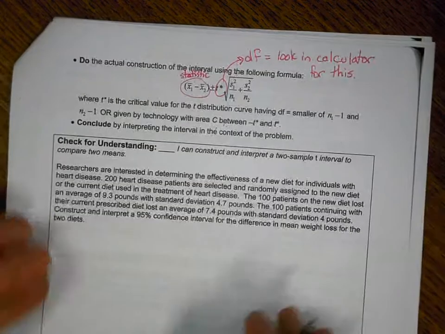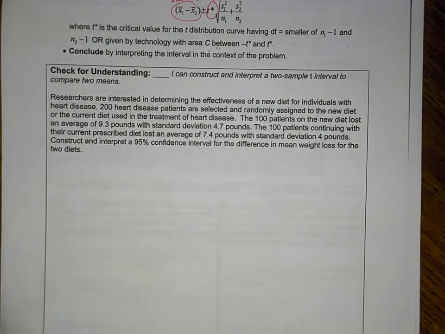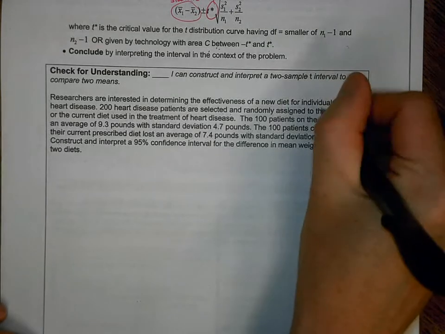So conclude, that's in the template as well. So let's just jump right into this problem. Researchers are interested in determining the effectiveness of a new diet for individuals with heart disease. 200 heart disease patients are selected and randomly assigned to the new diet or the current diet used in the treatment of heart diseases. So we've got a new diet and a current diet.